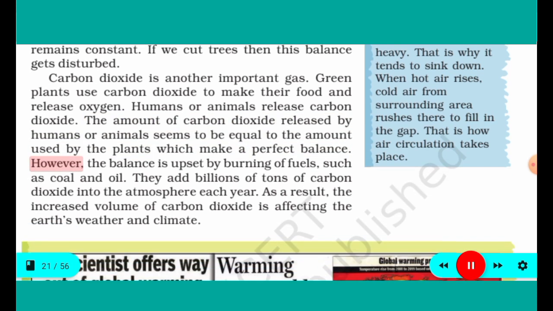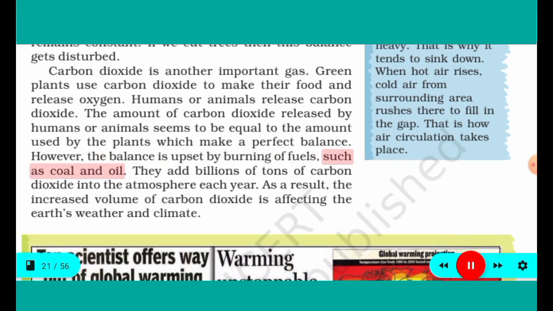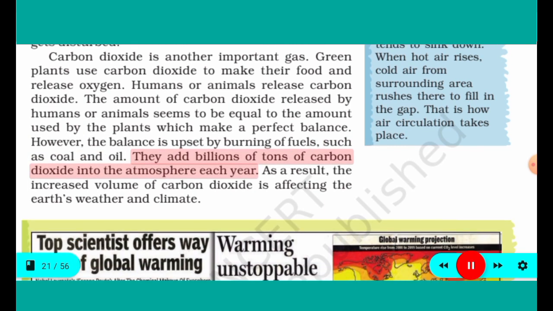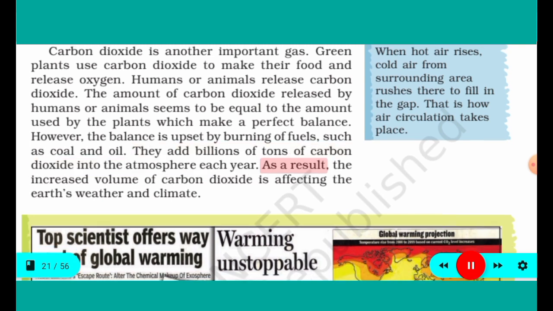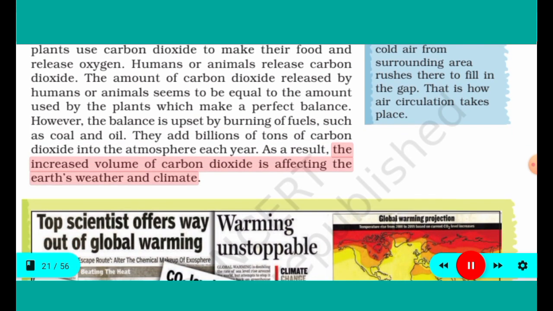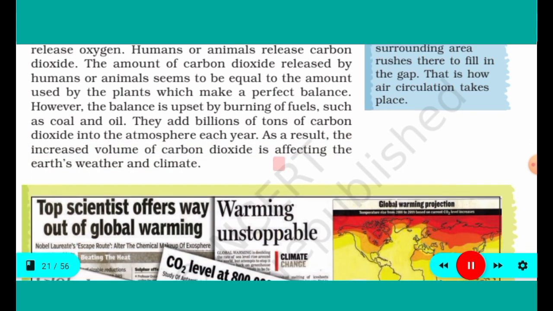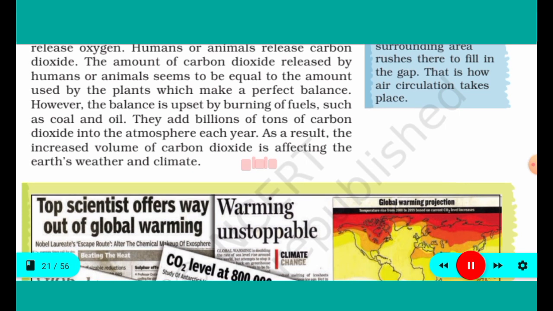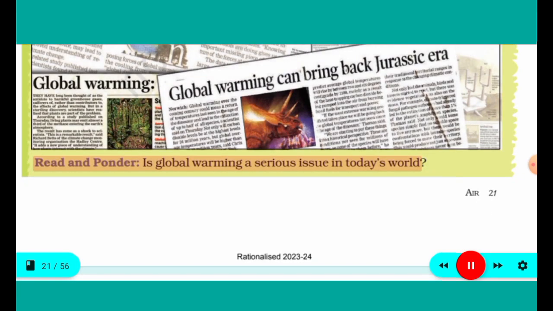However, the balance is upset by burning of fuels, such as coal and oil. They add billions of tons of carbon dioxide into the atmosphere each year. As a result, the increased volume of carbon dioxide is affecting the Earth's weather and climate. Activity: Read and ponder. Is global warming a serious issue in today's world?